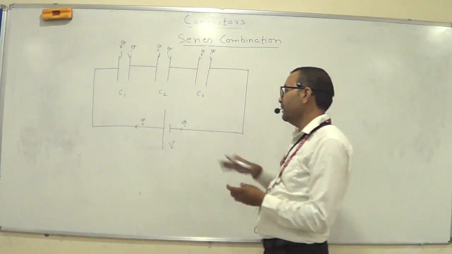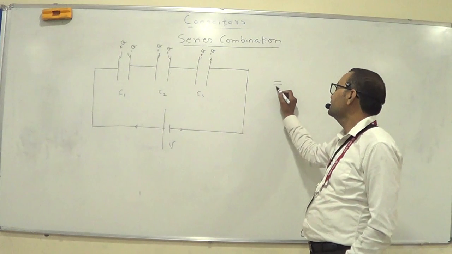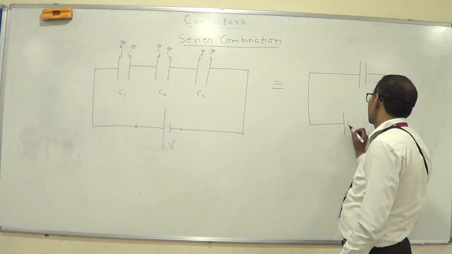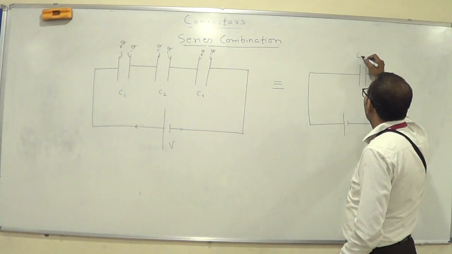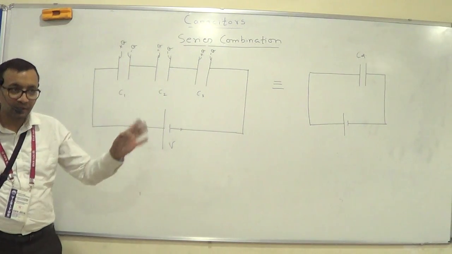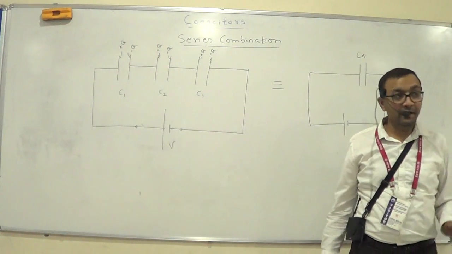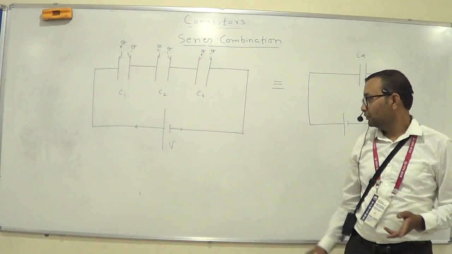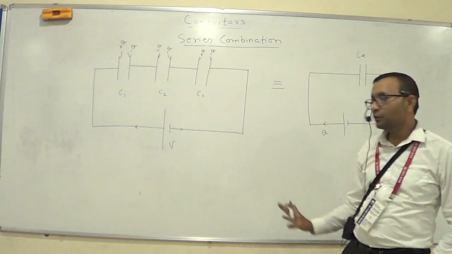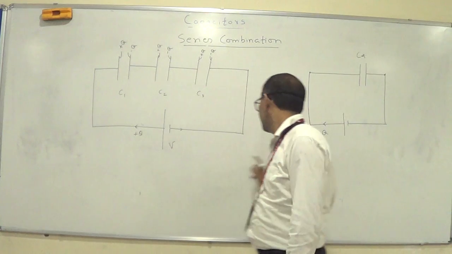Tell me how much is the charge given by the battery? Q. Q charge is given from here. Yes or no? So if I say that this is equivalent to a single capacitor of C equivalent, should the battery know that something has changed? No. If the battery gets to know that something changed, you can't say that it is equivalent. The battery should be unaware that anything has happened. So what should be the case? Here also it should give the same charge, Q. The battery's function is to create a potential difference across these two points and give charge, nothing else. So whatever charge was given here should be the charge given here as well.